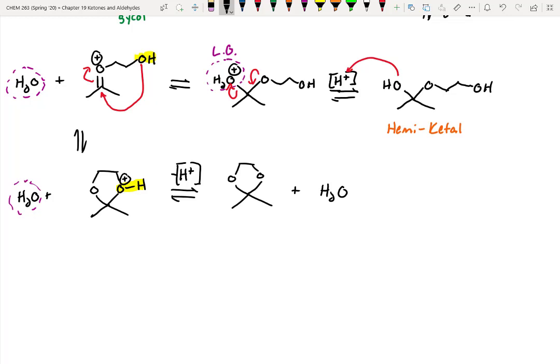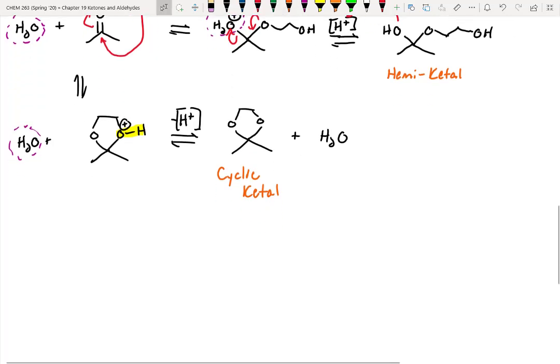All right, and what this is called is a cyclic ketal. If you do it with an aldehyde, it'd be a cyclic acetal. But the question is, why might this be useful? It doesn't seem to be any different than the previous reaction. Well, I'll show you why this is useful. It's a cool trick.